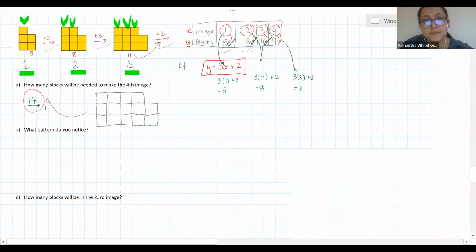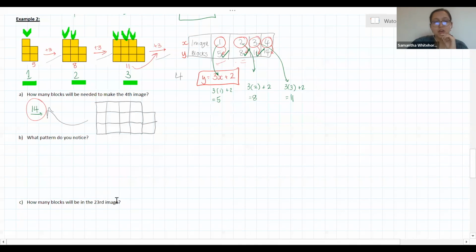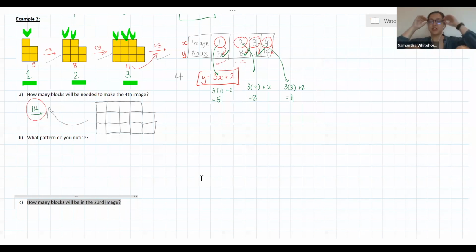Okay, because we've gone on this whole fun little journey here, I'm going to make that a tad smaller, and let's see if we can answer this question C. How many blocks will be in the 23rd image? You can put a hand up, you can put it in the chat. We've spoken about a rule. We've spoken about how we get from one image to the next. So let's see if anyone can give me an answer of how many blocks I will need to make the 23rd image.